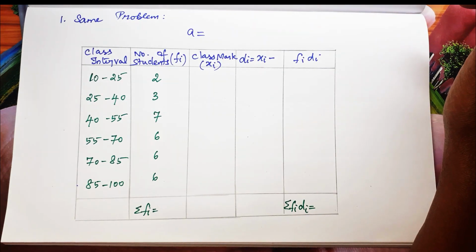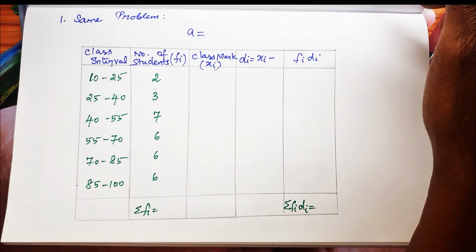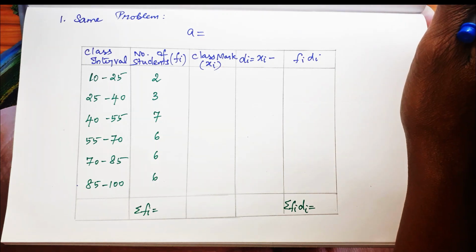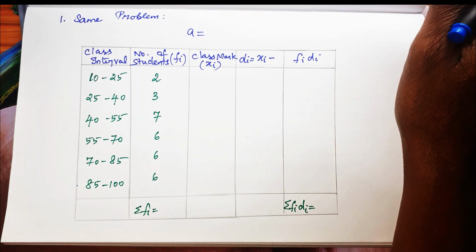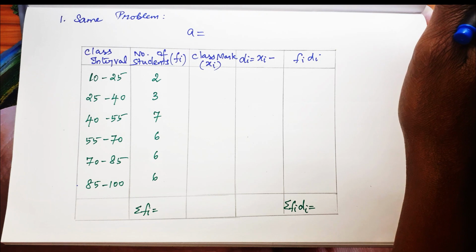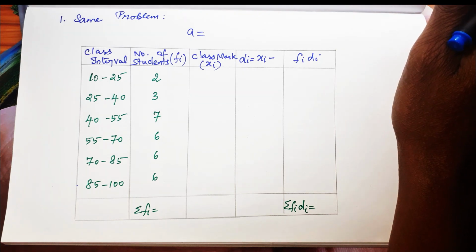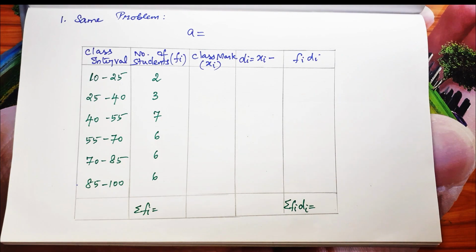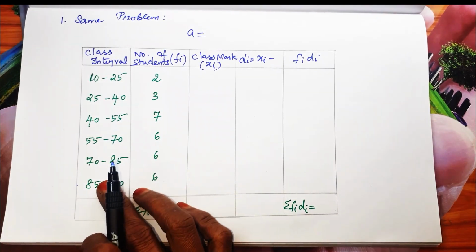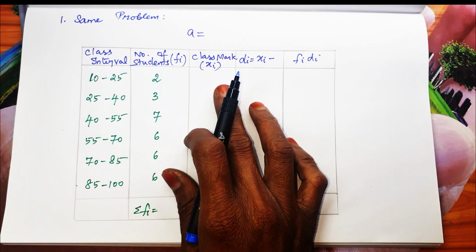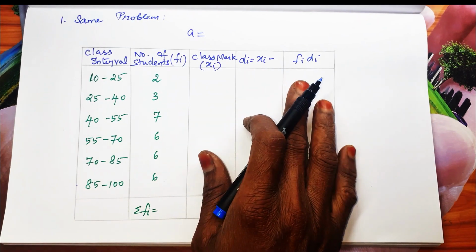This is the same problem which we saw. Now we got the answer as 62 using the direct method. Here we are taking the same problem, but the method what we are following is different. We are using the assumed mean method. Anyhow, we have to get the same mean. X bar is equal to 62. So this is the class interval and the number of students are given. First you have to find the class marks, then di, then fi di.